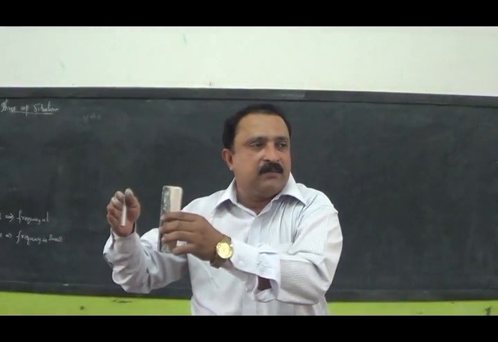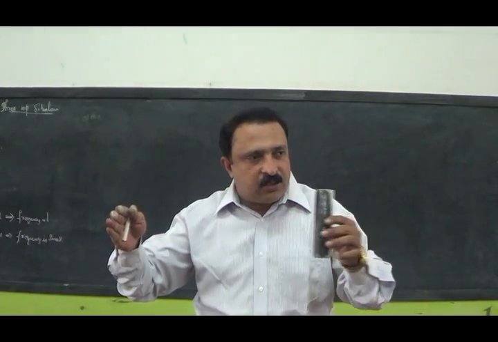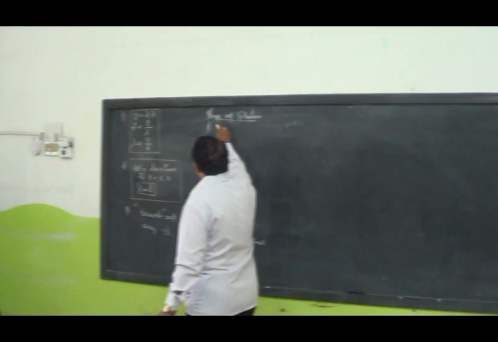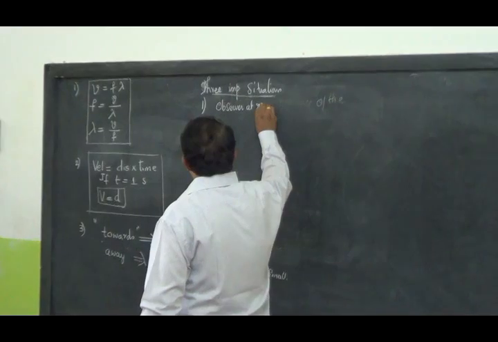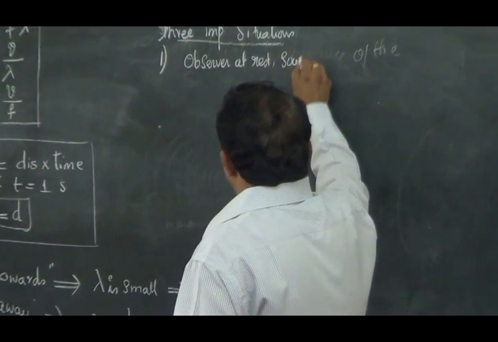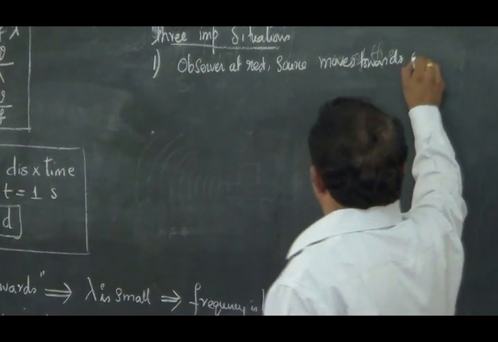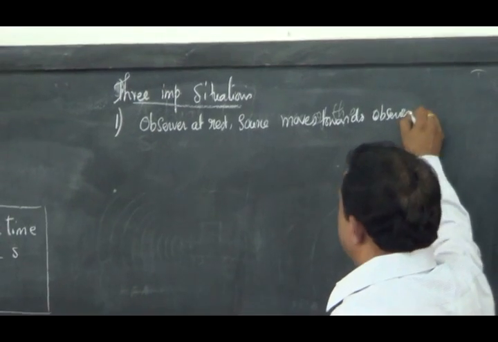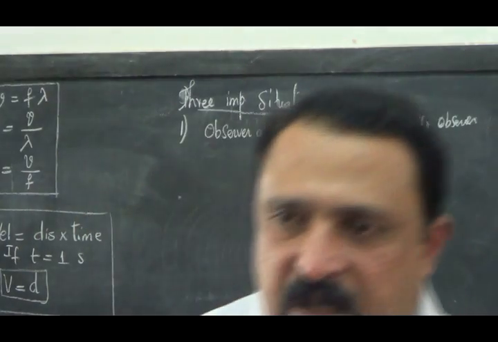One is the observer is at rest, the source is coming towards the observer. So this is case number 1. Observer at rest. The source moves towards observer. The moving source, the stationary observer.